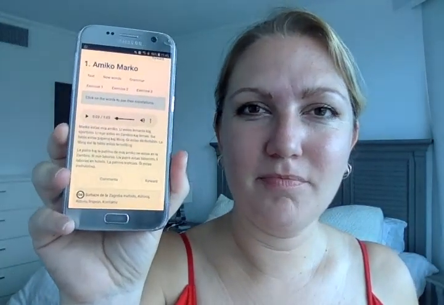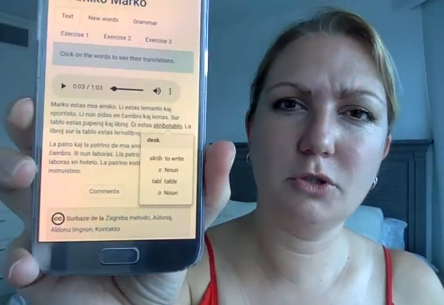Now, I've learned a little bit of Esperanto before, so I did understand the majority of what was in lesson 1, just lesson 1 though. But even so, there are a few words I didn't understand. So the really good thing about this course is that every single word in Esperanto you can click on, or if you're using a computer, you just hover over it, and it gives you a translation.